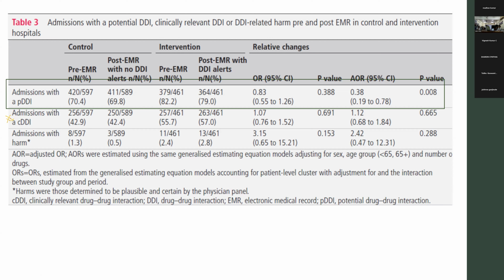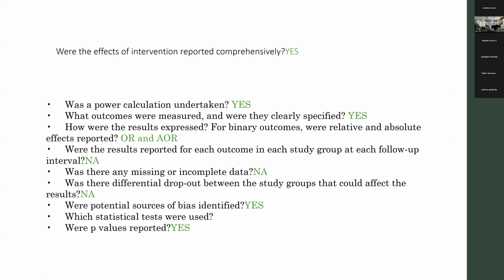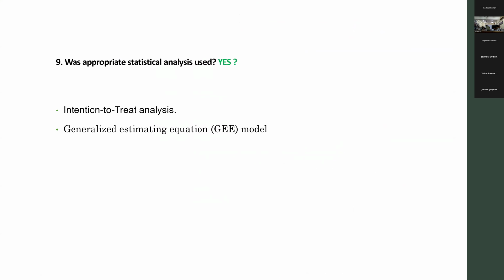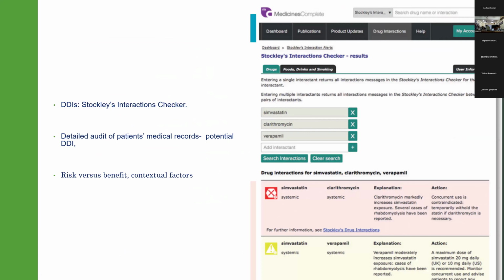Lower number. So the control group had lower CDDI. That means a bit better. Should it be the other way? Shouldn't the intervention arm have done better? Yes, sir. Actually, if you look at the baseline, they have actually given the numbers for that. Very surprisingly, they are.